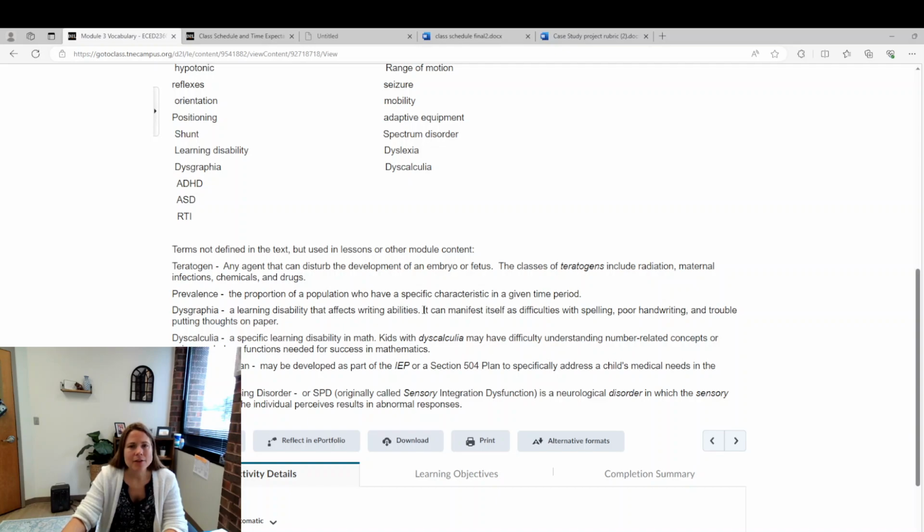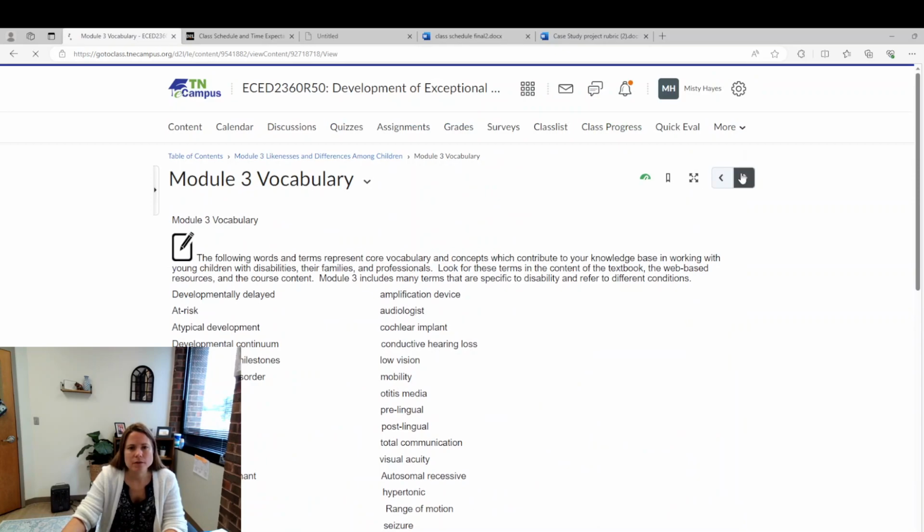you're going to see them in our actual class. So sensory processing disorder, what is that? What is a school health plan? What is dysgraphia? What is prevalence? What is teratogen? What is dysarthria? So these are things that I want you to be familiar with in these terms.